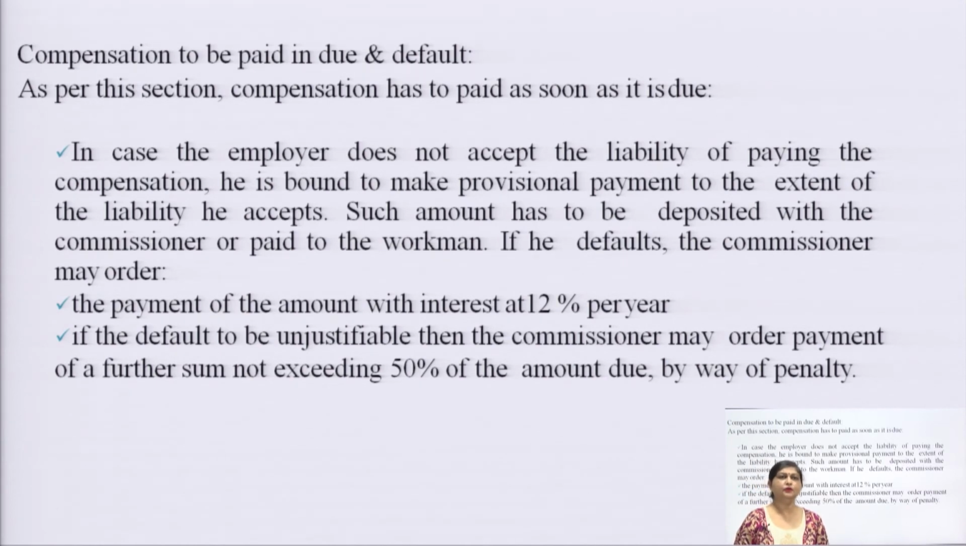Now, compensation to be paid in due and default. As per this section, compensation has to be paid as soon as it is due. In case the employer does not accept the liability of paying the compensation, he is bound to make provisional payment to the extent of the liability he accepts. Such amount has to be deposited with the commissioner or paid to the workman. If he defaults, the commissioner may order.